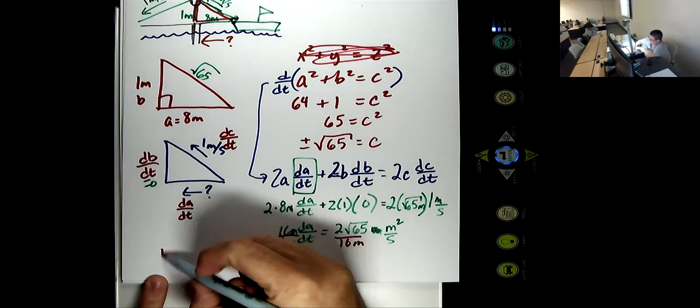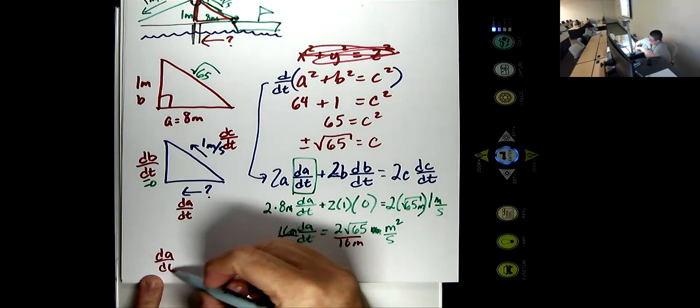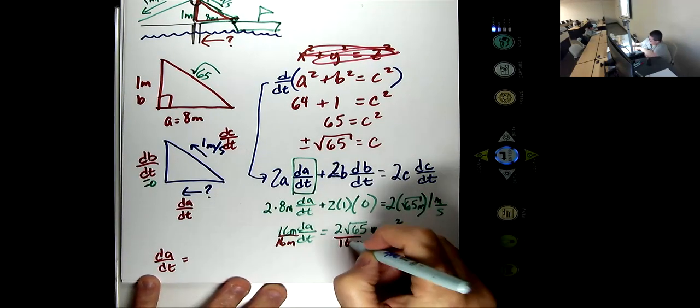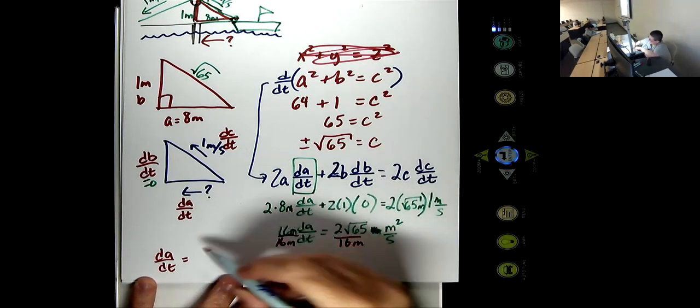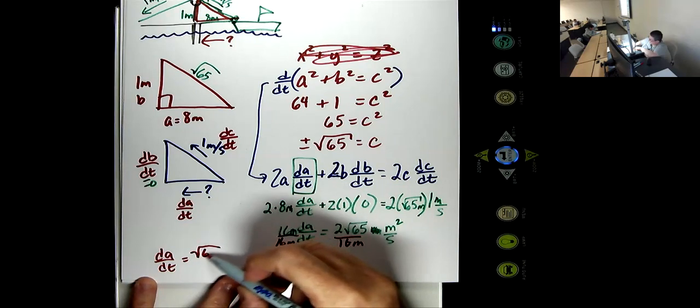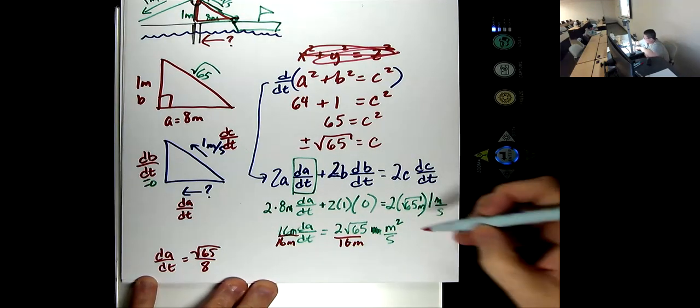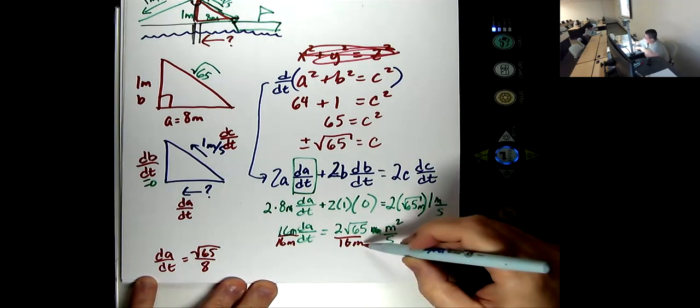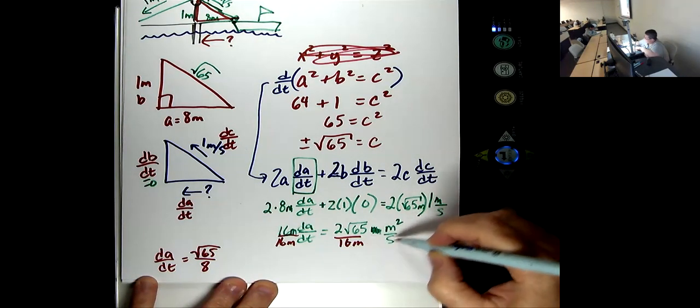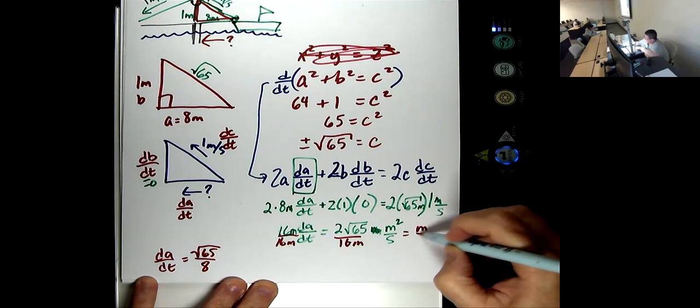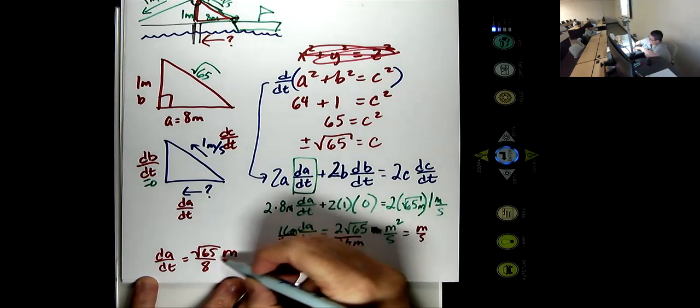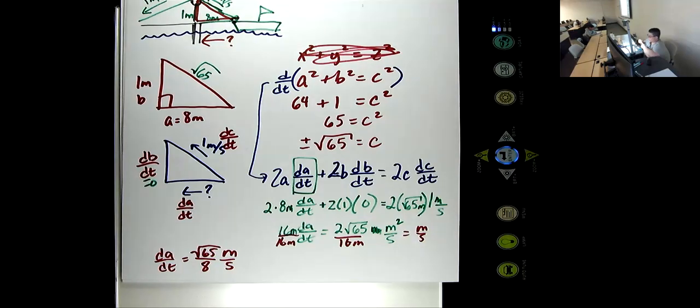So dA/dt equals 2 over 16, which is the same thing as 1 over 8. This is square root of 65 over 8. And I've got meters squared on top, meters on bottom. That ends up getting us down to meters per second, which is what it should be, because the rope is moving in meters per second, so we should have the same units.